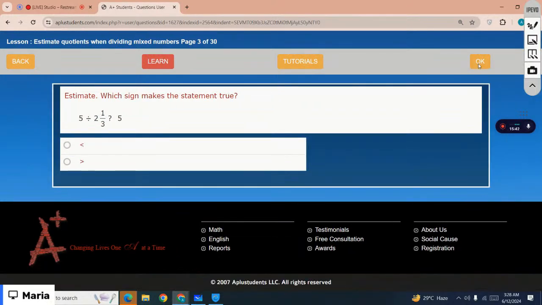The next one is 5 divided by 2 whole 1 by 3, and you have to round it to 5. So which is the correct option?